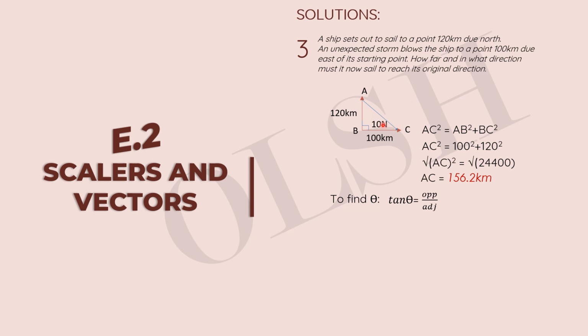Of course, it's opposite the angle, and we have the adjacent to be the 100 kilometers. So we have 120 kilometers over 100 kilometers times arc tan, because we made theta the subject of formula. So okay, this would give us 50.2 degrees. Okay, so this is 50 degrees north of west.